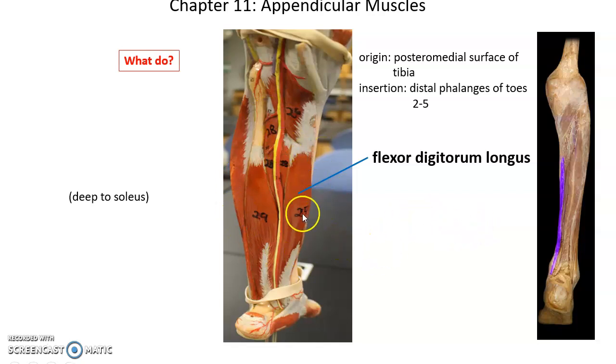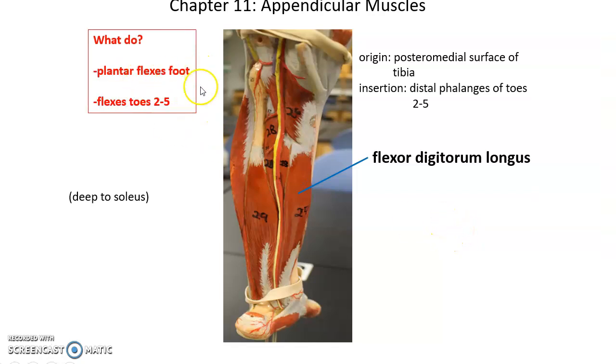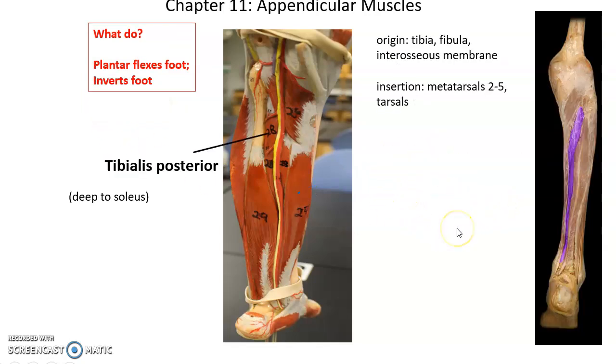Underneath that, we're able to see this muscle here, flexor digitorum longus, origin the posterior medial surface of the tibia. Its insertion is way down into the distal phalanges of toes 2 through 5, so it wraps under the foot to get to the bottom of the toes. And it helps to plantar flex the foot and flex toes 2 through 5. So it helps to flex toes 2 through 5, flexor digitorum.